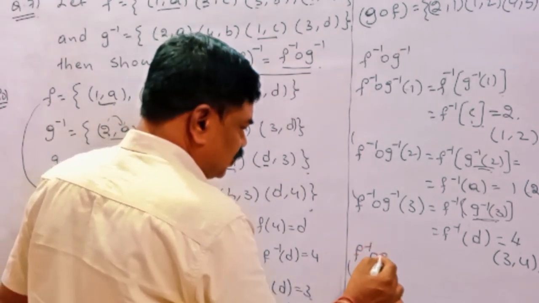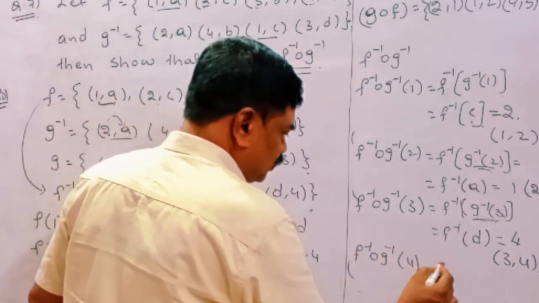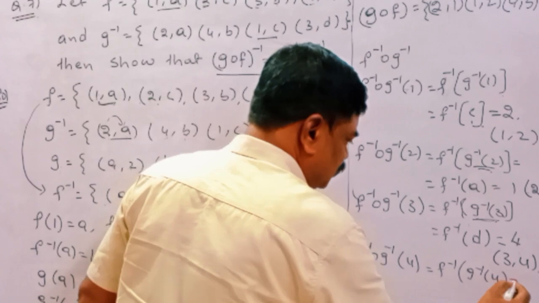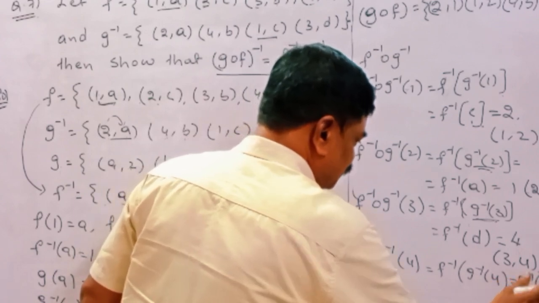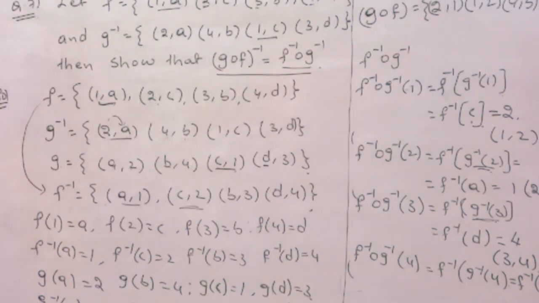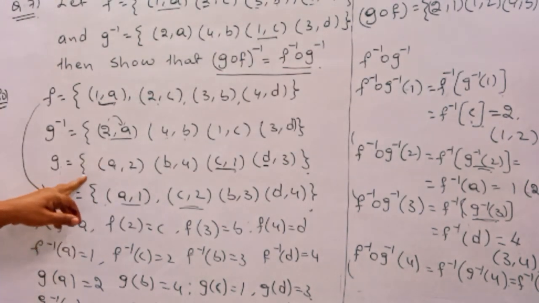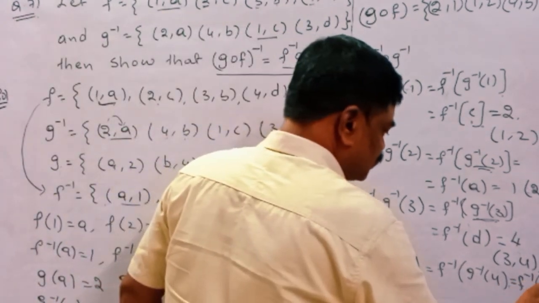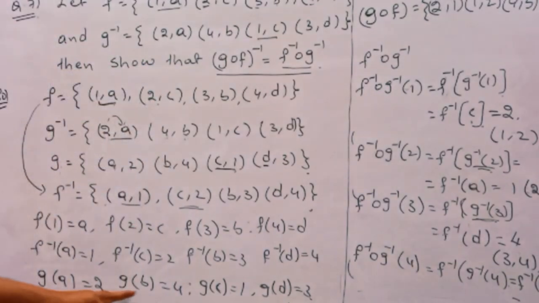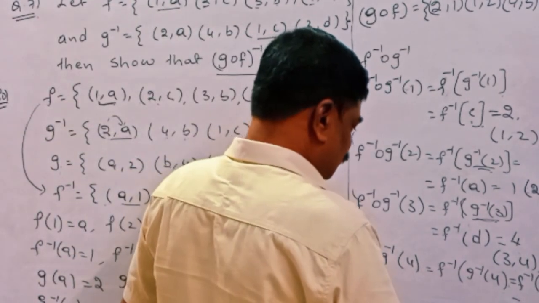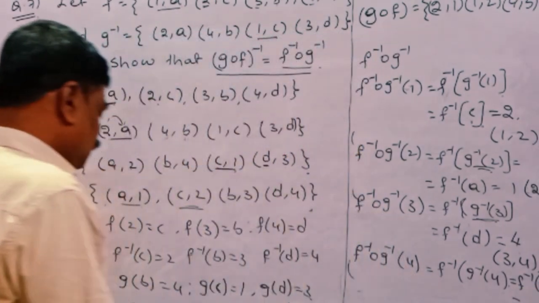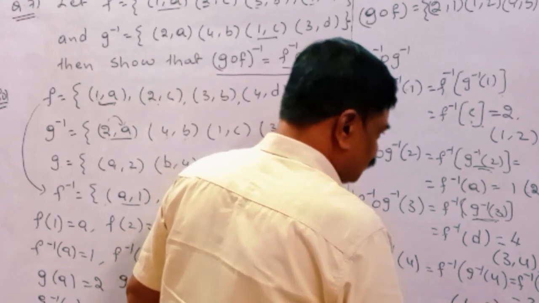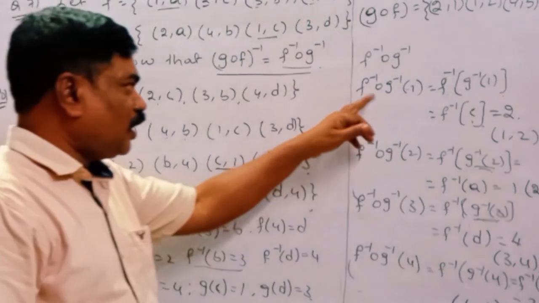Then F inverse circle G inverse of 4 is equal to F inverse of G inverse of 4. What is G inverse of 4? G inverse of 4 is equal to B. Then F inverse of B is equal to 3. Then what is the ordered pair? (4, 3).